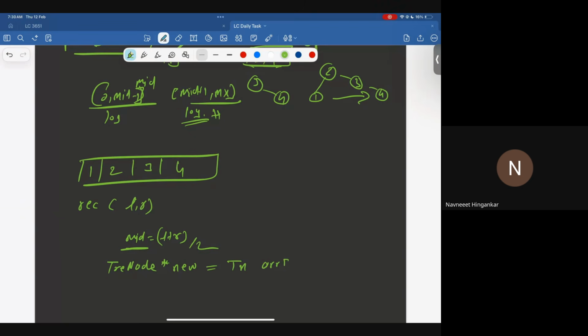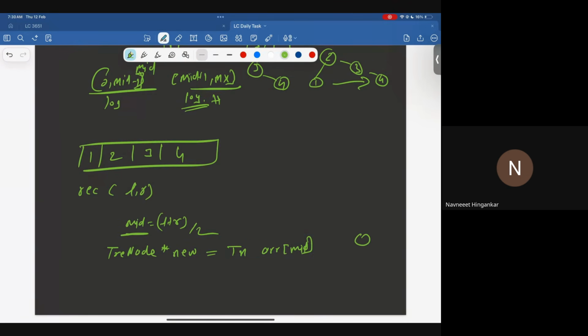So array of mid. Here comes the new tree node, basically this node, and now you will do the same recursive procedure for the left: recurse on start comma mid minus 1. And the right will be similar: recurse on mid plus 1 comma end, mid plus 1 comma R.